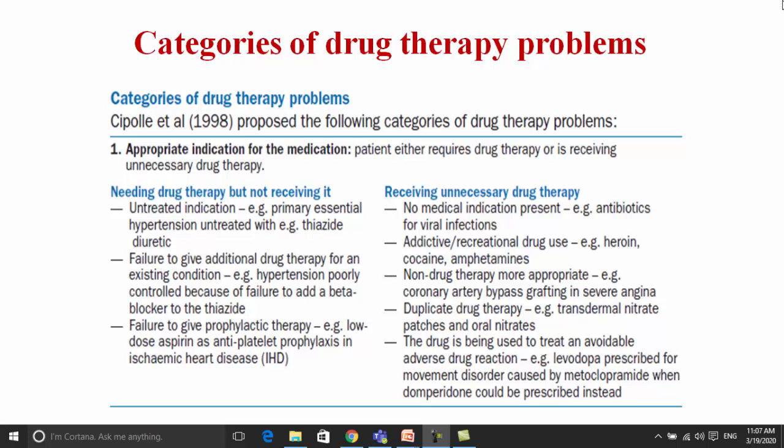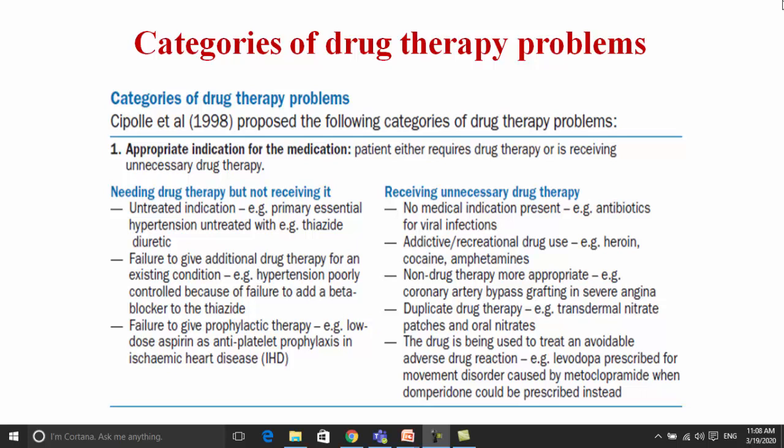So let's start with the first group, needing a drug therapy but not receiving it. The first example is untreated indication, primary essential hypertension untreated with thiazide diuretics. The second example is failure to give additional drug therapy for an existing condition, such as hypertension poorly controlled because of failure to add a beta blocker to the thiazide. The third example is failure to give prophylactic therapy, such as low dose aspirin as antiplatelet prophylaxis in ischemic heart disease. These are just examples of when the patient needs drug therapy but is not receiving it.